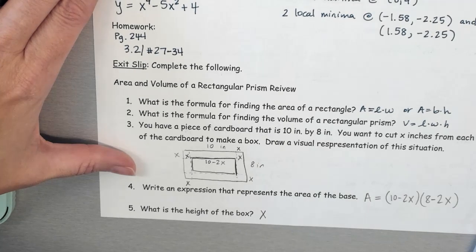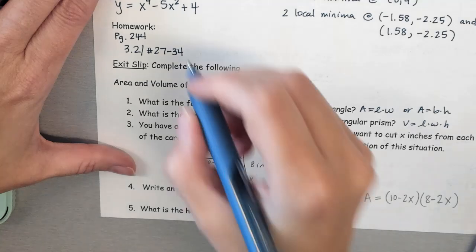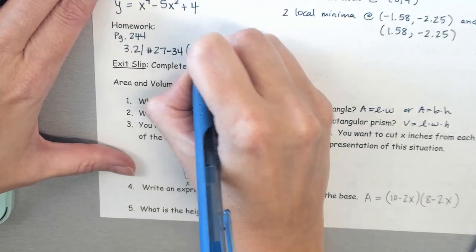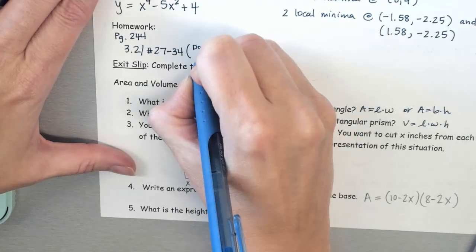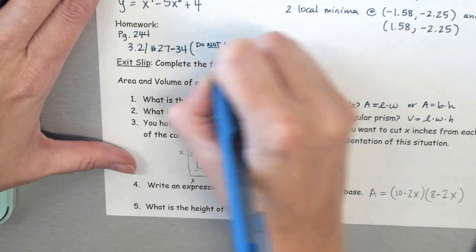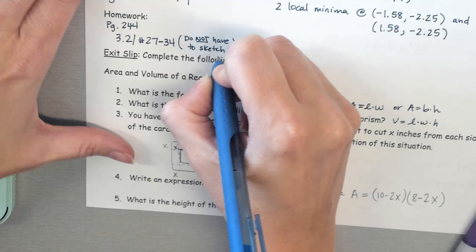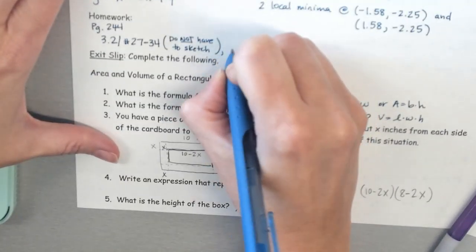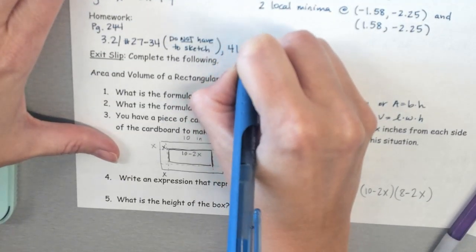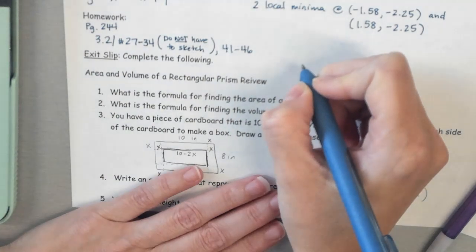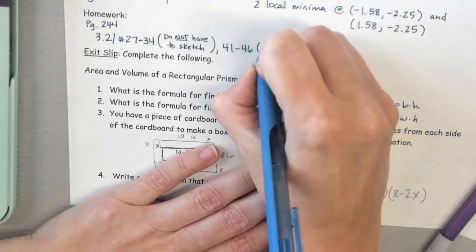So for 27 through 34, in the book, they ask you to sketch the graph. You do not have to do that. Okay? So you do not have to sketch. You guys were worried I was going to give you more to do, weren't you? Never. Okay, and then for 41 through 46, the directions are a little bit different.